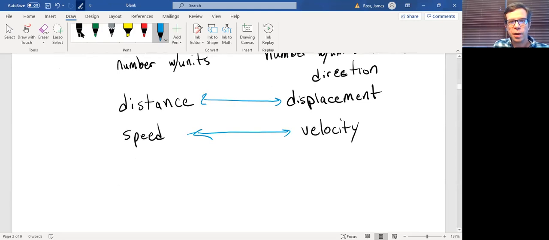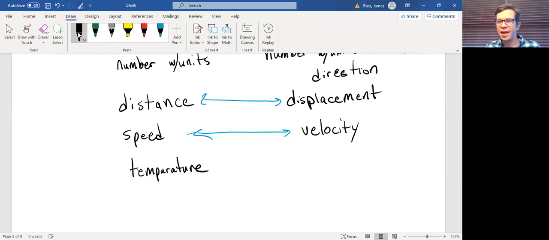Some unrelated quantities, you have things like temperature. I can't say that it's 100 degrees in some direction. That doesn't make sense. That is an innate scalar quantity. Energy also doesn't have direction. That is an innate scalar quantity.